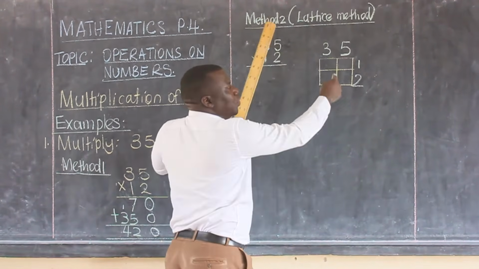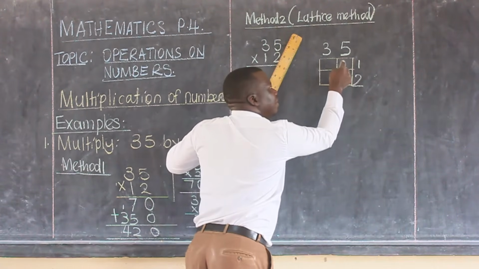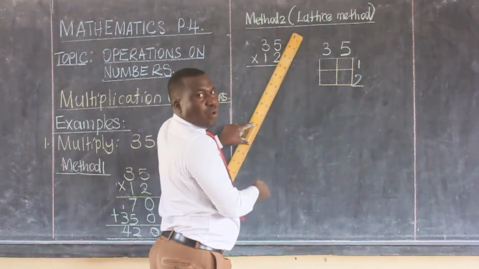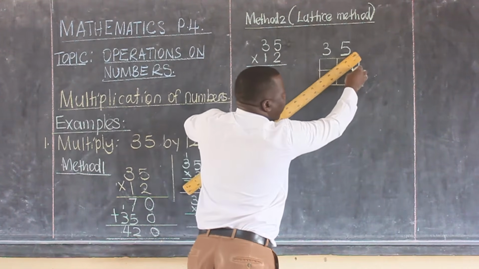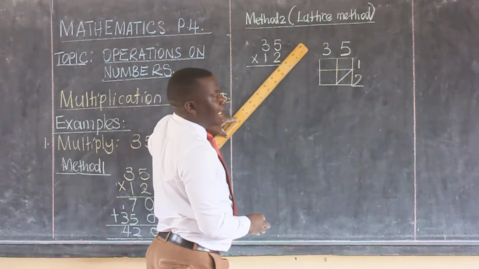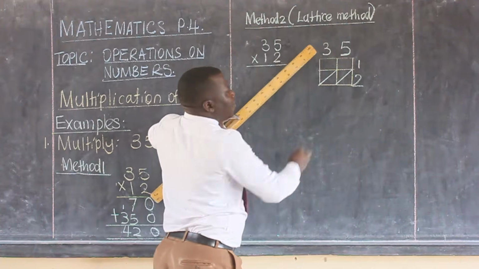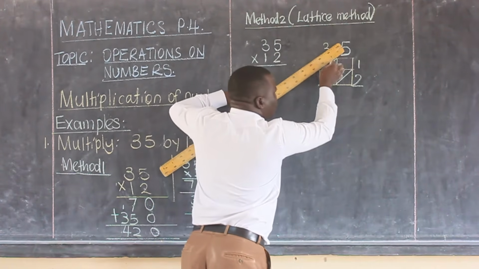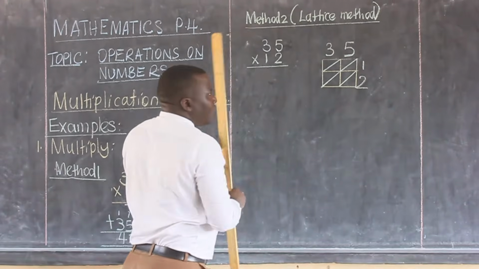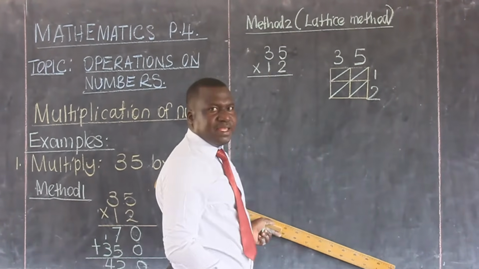Now, we are going to furthermore divide each of the boxes into 2, but in a horizontal way. So we shall divide this box into 2 horizontally like that. Then we shall also divide this box into 2. Then we shall also divide this one into 2. Then also that one into 2. Have you understood that? This is what we call the lattice method.